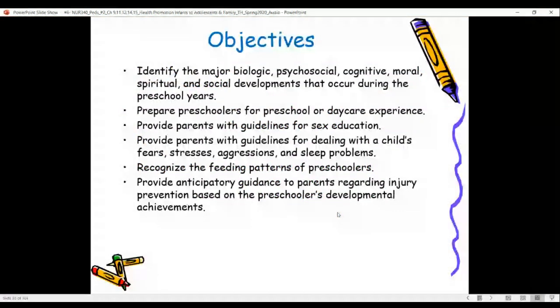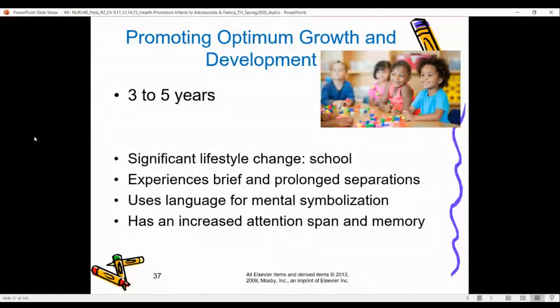And your growth and development with this age. So 3 to 5-year-olds are preschoolers, and the big change that we see with our preschoolers is school. The school age kids are the end of this period, but this is when they're starting school by the end of this. So by 5, most kids are starting kindergarten. If they go to school before that, it's usually preschool years.